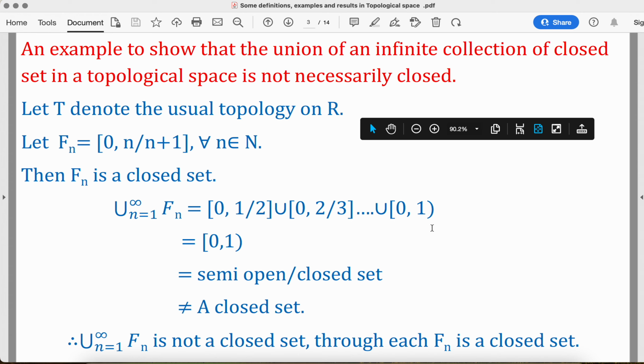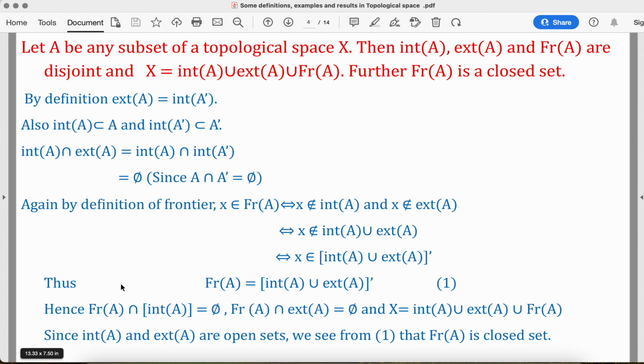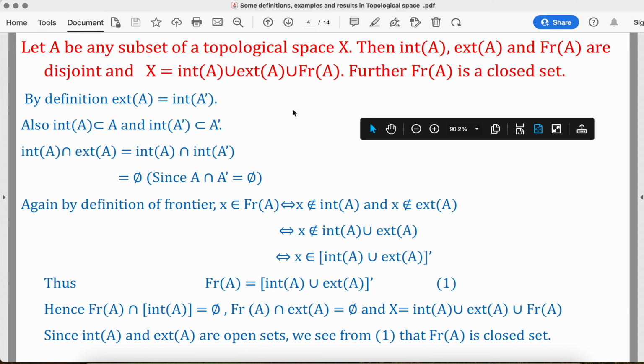So if we take the union of all these, then it will come out to be 0 to 1, where 1 is not included. So it is a semi-open or semi-closed set, but this is not a closed set. It means the infinite union of closed sets is not closed, although each Fn is a closed set. So we have shown that the union of an infinite collection of closed sets in a topological space is not necessarily closed.